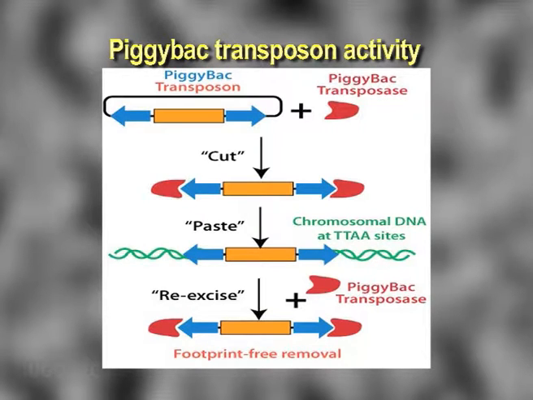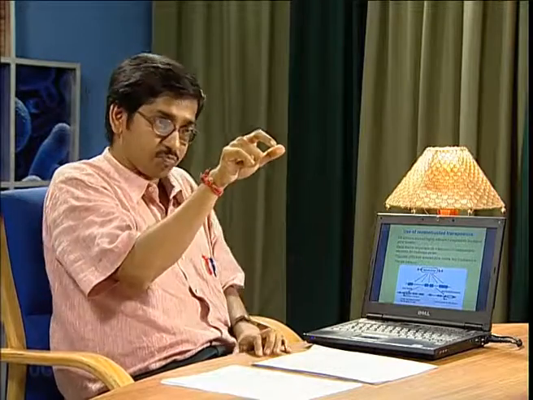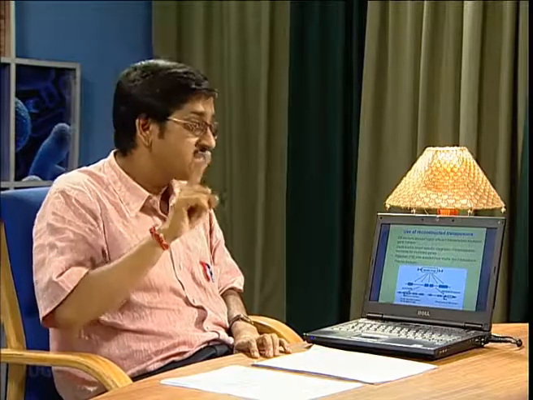The piggyBac were isolated from moths like Trichoplusia, and the importance of the piggyBac element, unlike the SB or the Dada, is that they can create precise excision. So when they move from one locus to another, they don't take other things. They precisely excise themselves and go to another locus, so the gene disruptions are perfect.